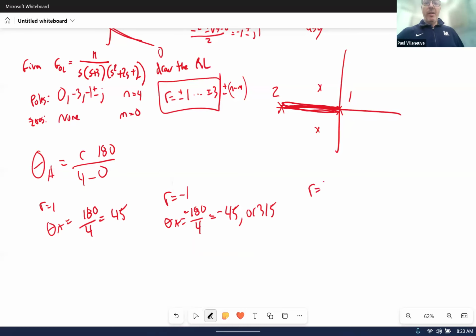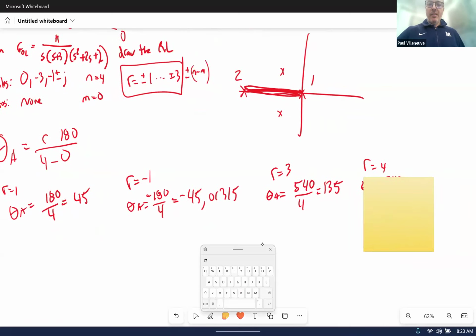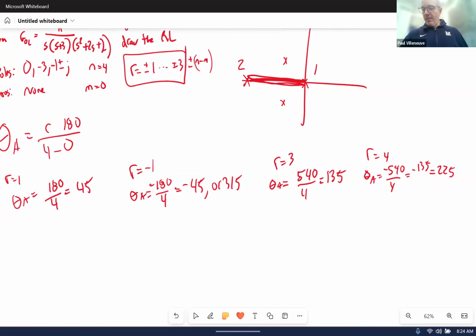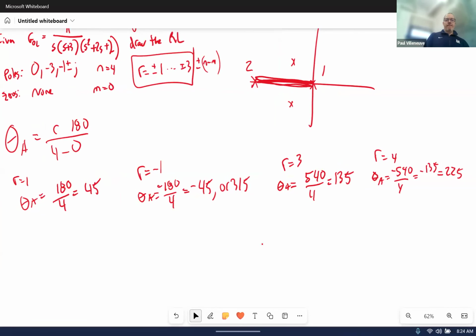R now moves to positive 3. There's going to be 3 times 180 is 540, divided by 4, which I calculated out to be equal to 135. And r equals minus 3, theta sub A is equal to minus 540 over 4, which is equal to minus 135, which is also equal to positive 225. Questions on that?